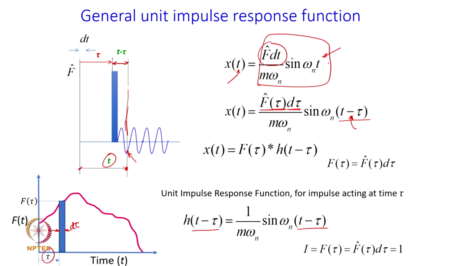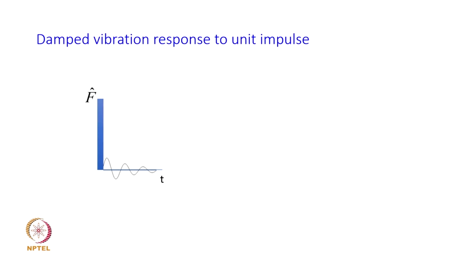With this, we can now explore how we take the response of the system for all such impulses which are going to come one after the other. But before we do that, let us look at how the unit impulse response function for a damped vibration case, or a system having damping, has to be modified. Of course, the modification is going to be quite simple.